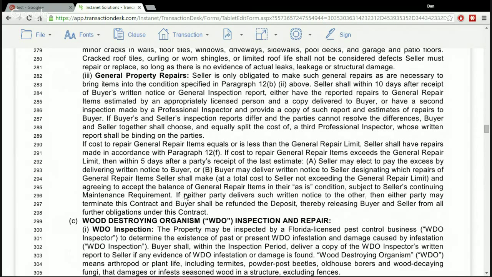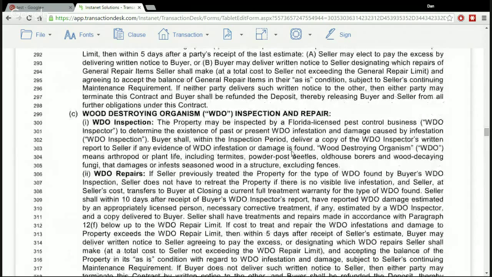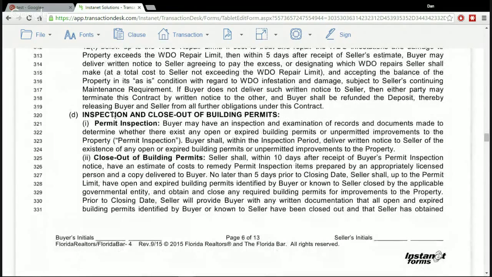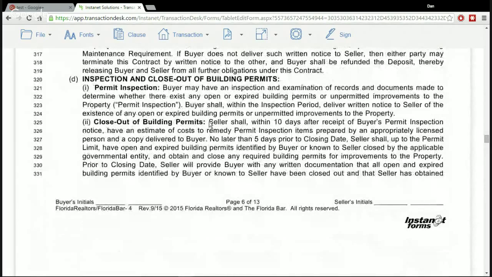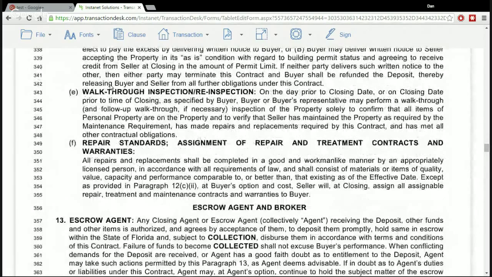And then the third thing is if neither party delivers the written notice, then either party may terminate the contract, and the buyer shall be refunded the deposit, and everybody is released from the contract. Same thing with the wood destroying organisms. Same basic stuff with the permits. So moving right along, after you get through all the repairs and you're through appraisals, hooray, comes the walkthrough. On the day of the walkthrough, you can go the day before or the day of is recommended.